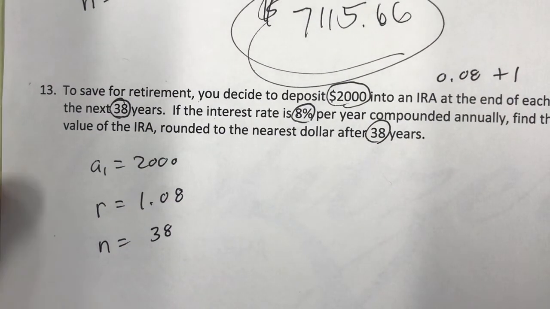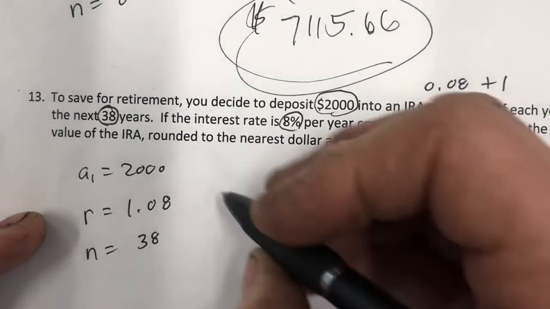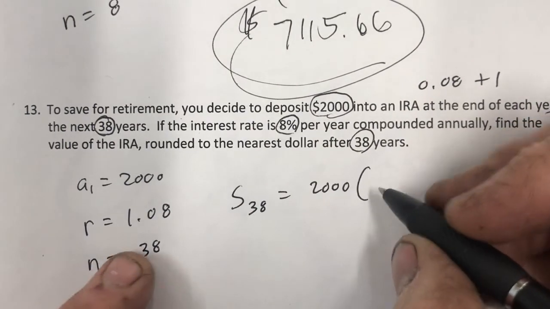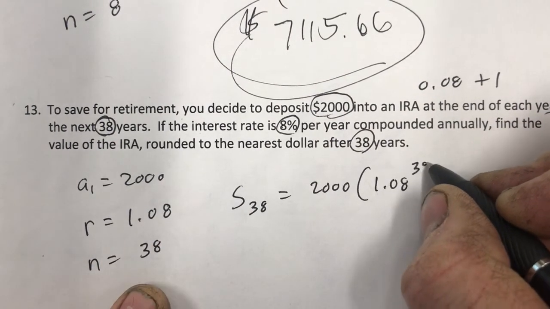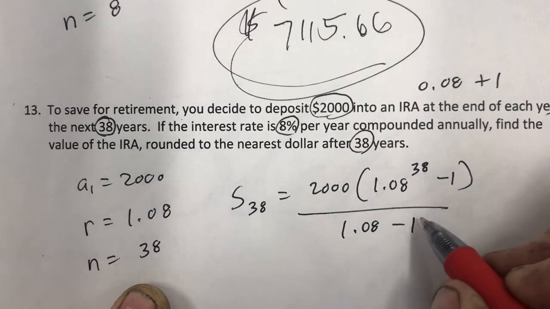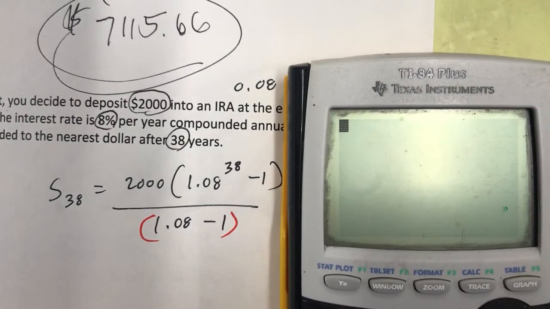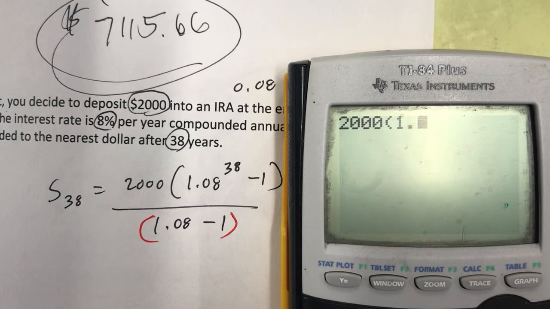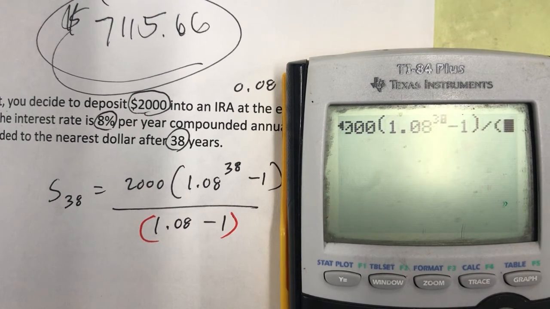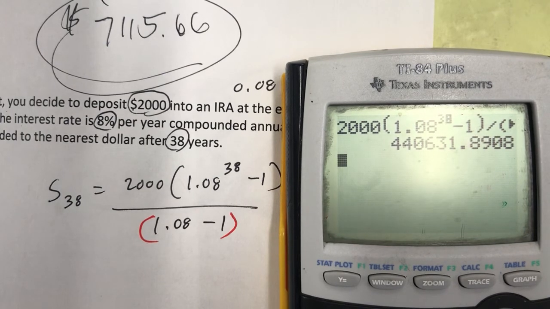Now, how much is this going to be worth? You're going to be shocked when you see how much money this is going to be, just $2,000 a year, putting it away. The sum of these 38 years is going to be 2,000 times 1.08 to the 38 power minus 1 divided by 1.08 minus 1. And of course, when you punch this in, I have to have parentheses around that. Okay, get ready now, it's going to shock you. 2,000, 1.08 to the 38 power minus 1 divided by 1.08 minus 1. And there it is. Look at that, $440,000.